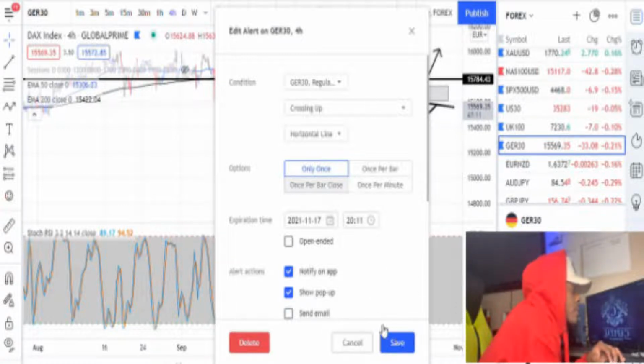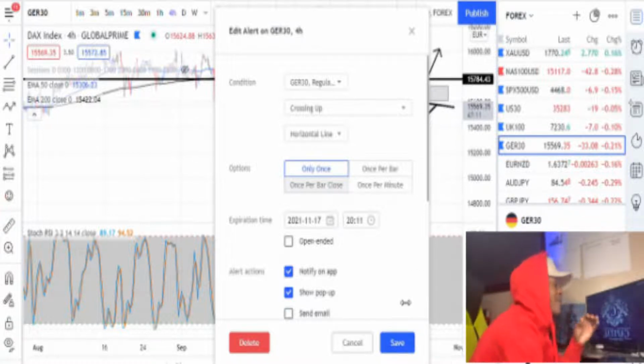TradingView just froze a little bit. It's trying to hold your boy back, man. Why they trying to hold me back, bro? Let me get back to these charts. Save my stuff and let me get back to these charts.